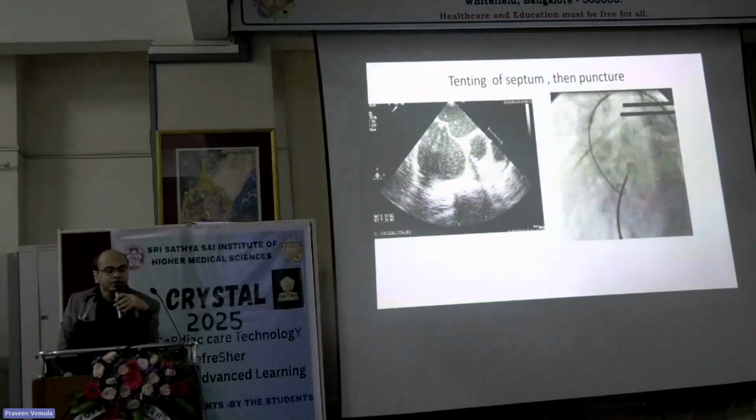So this is a tenting of the septum. You could be shown these. Some of these were actually from exams from Jaydeva, from other hospitals where we have managed to pick up the pictures. This was kept as a spotter. What is this? This is actually the tenting of the septum when you put in the Brockenbrough needle.